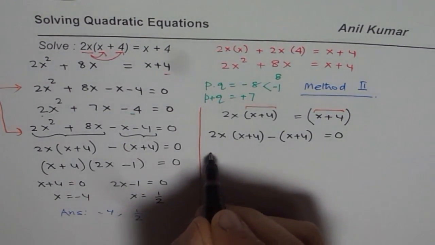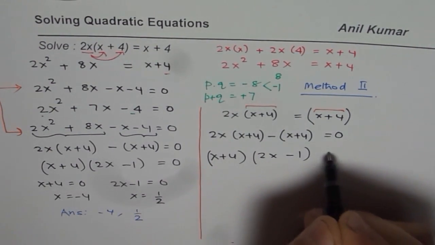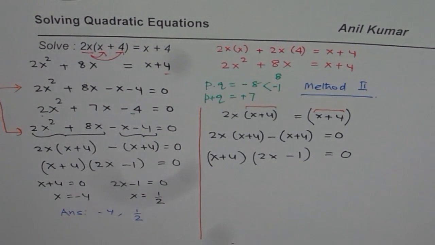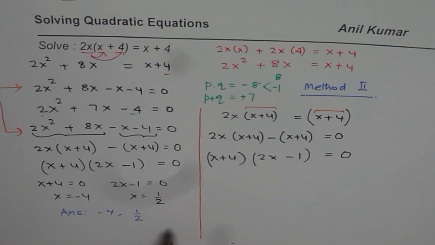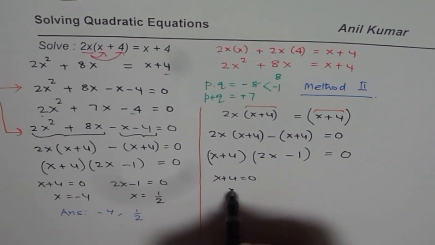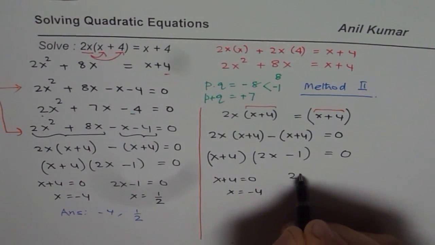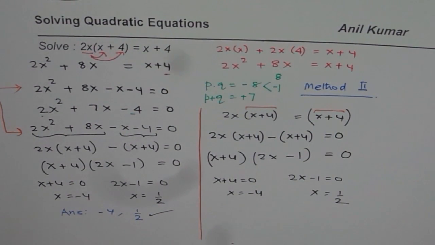And now we can factor. x plus 4 is a common factor. We get (x plus 4) times (2x minus 1) equals 0. Now that saves a couple of steps, right? And it helps to get the answer quickly. That is critical in tests sometimes. So now we can write down the solution. x plus 4 equals 0 means x equals minus 4, and 2x minus 1 equals 0 means x equals half. We get exactly the same answer but the steps you can see are just 3. So sometimes it helps to observe and then do the needful.